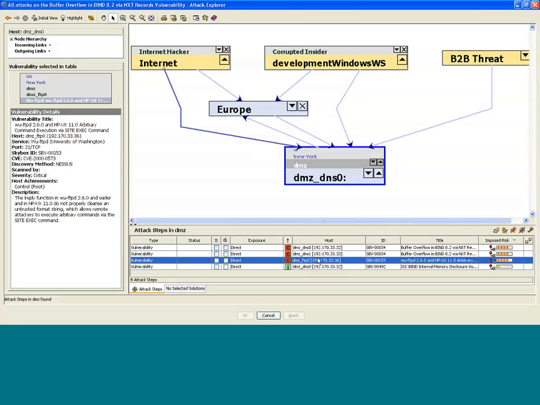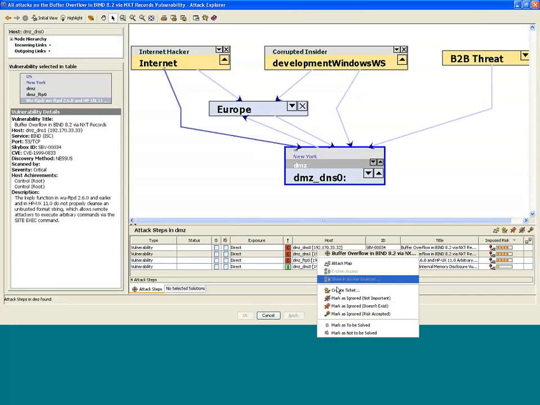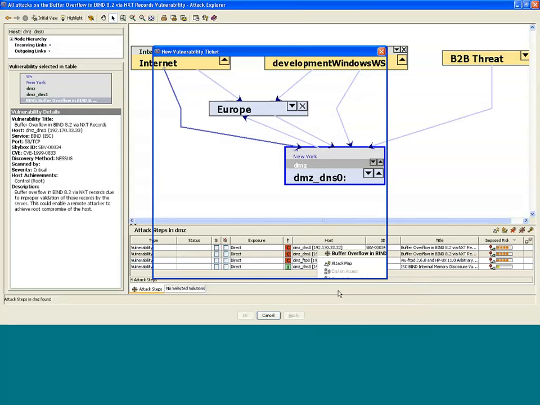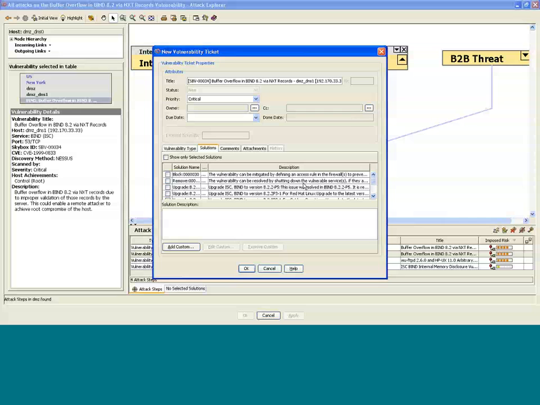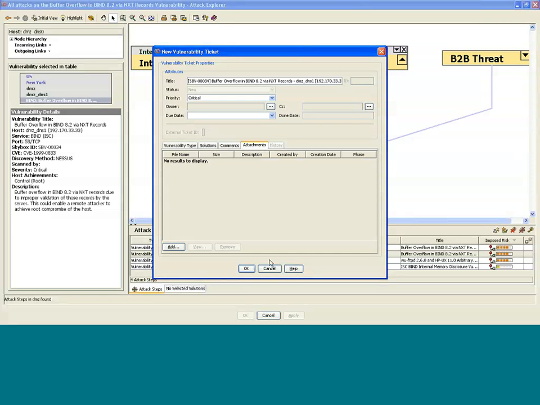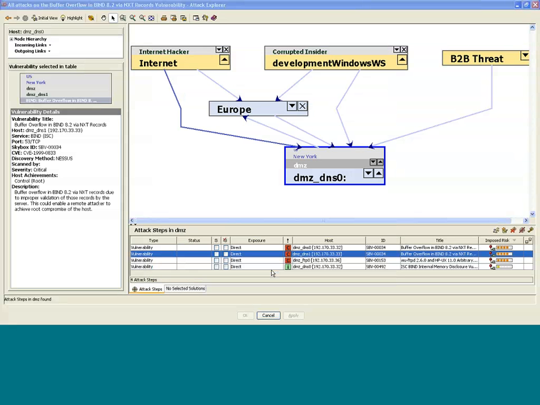do something about remediation. At this point, I can start a process. I can create a ticket, determine the solutions I want. I can make comments or attachments, and I can integrate these tickets with my external ticketing systems, such as Remedy or HP OpenView, so that someone else can work on that ticket. So this is how I would go about looking at attacks and doing attack simulation on risk exposure.